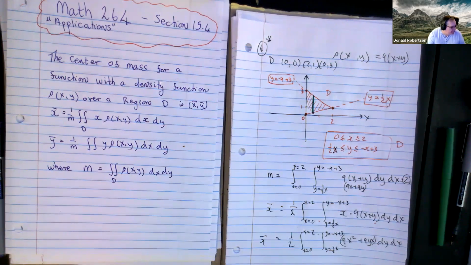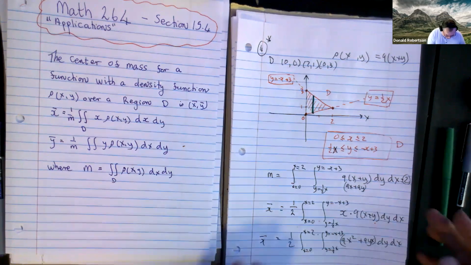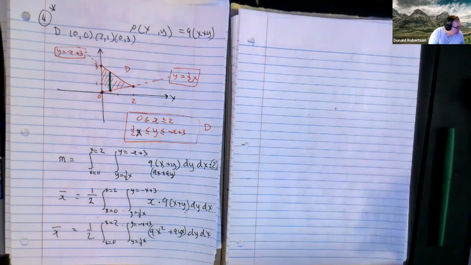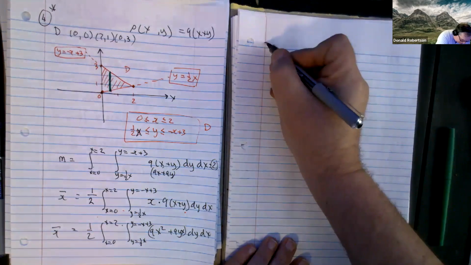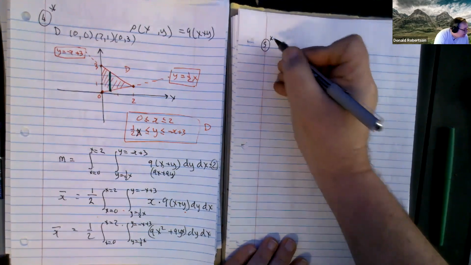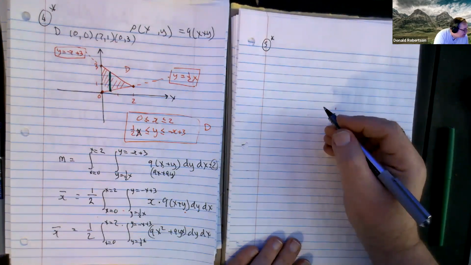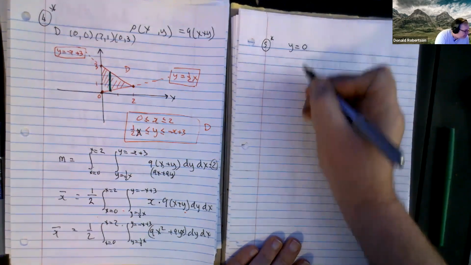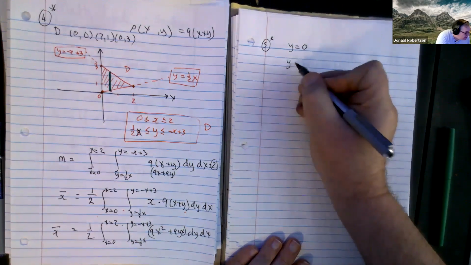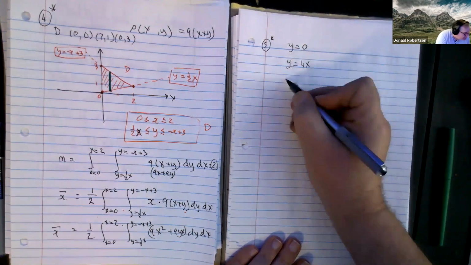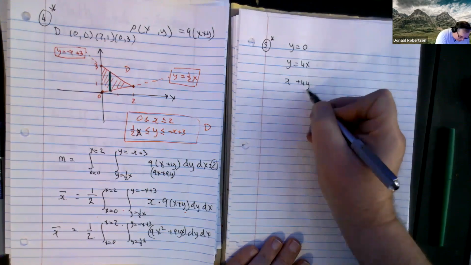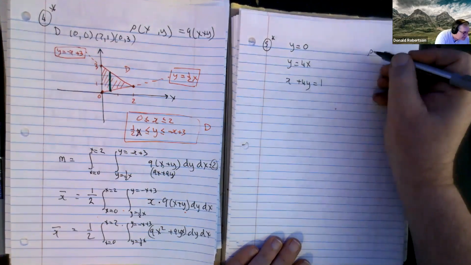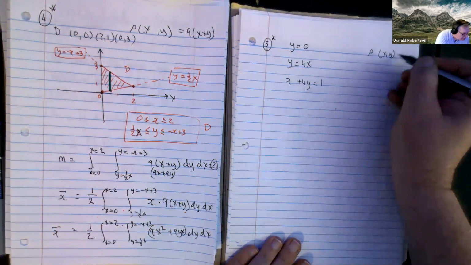Okay, so it's about halfway through these guys. Set up the next one. In this case, the region D is a triangular region, and it's described by y equals 0, y equals 4x, x plus 4y equals 1, and the density function is x.